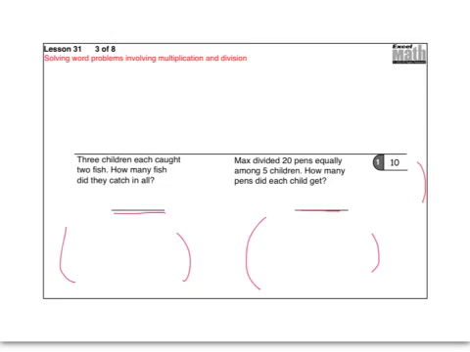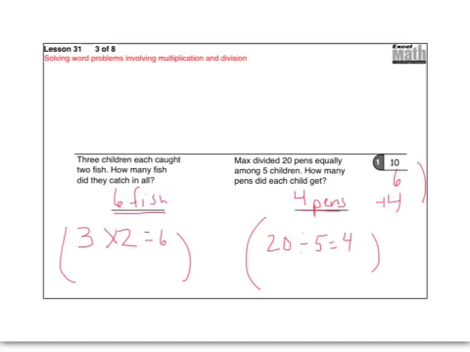The 3 children each caught 2 fish. How many fish did they catch in all? So you have 3 kids catching 2 fish each, and that's a total of 6 fish. And Max divided 20 pens equally among 5 children. How many pens did each child get? We have 20 pens being divided by 5 kids, and that means each child gets 4 pens. And then you should have added 6 plus 4 over here to get 10.